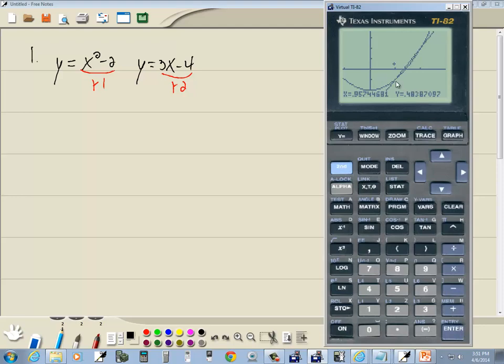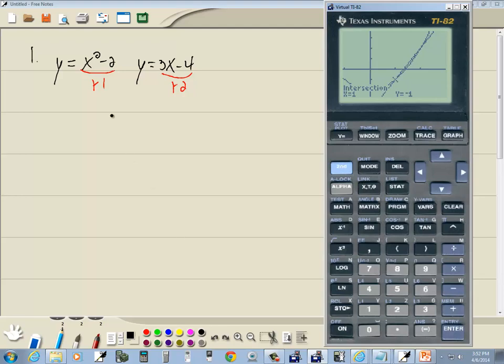Now I can see a little bit better. There's an answer right here where my cursor is and right here. So we're going to have to do this process twice to get those answers. So do second trace, choose intersect, enter on first curve, enter on second curve, and we want our flashing cursor closer to the answer we're trying to find. And this one's closer down here. I could right arrow if I wanted to move a little bit, but it's close enough. And then press enter.